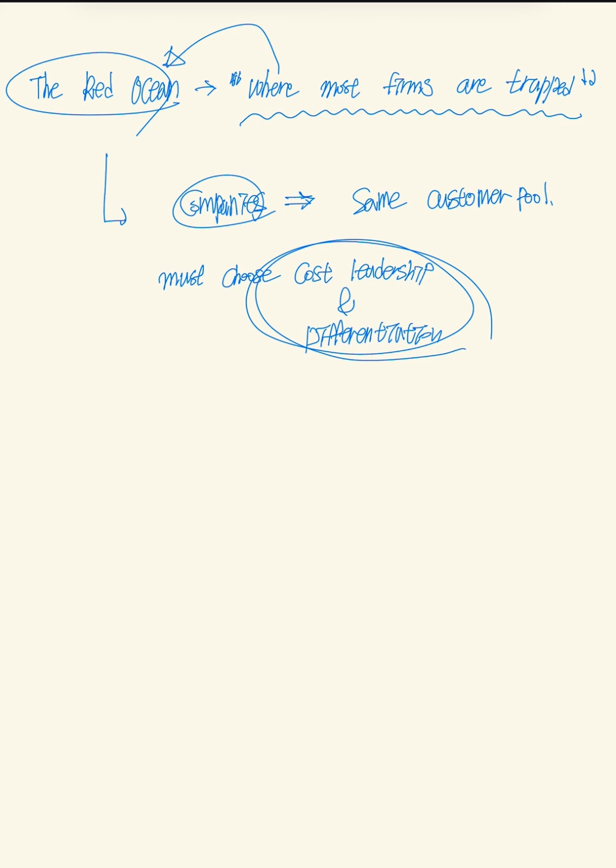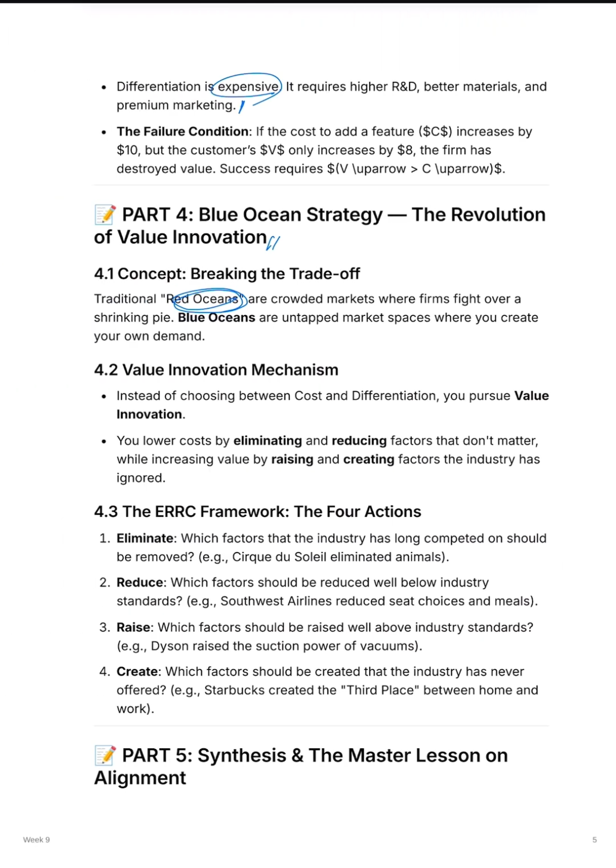So hotels and lodgings, retail banking, commercial real estate, restaurant chains. In this industry, the firms can work harder, execute better, and still earn mediocre returns because their superior performance is quickly matched by rivals who copy their innovations as well. So I hope students can easily understand what red ocean is.